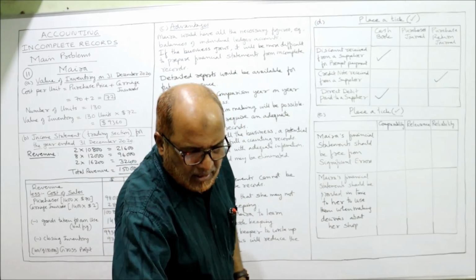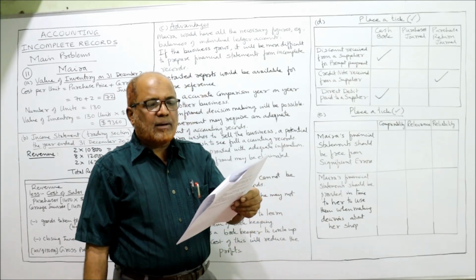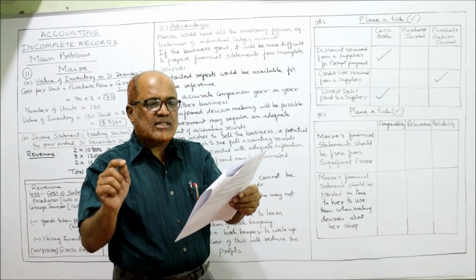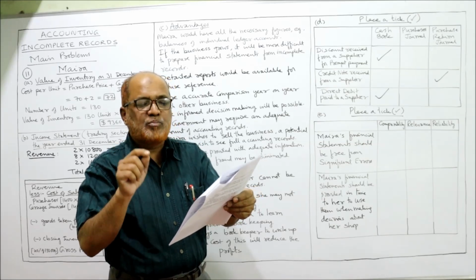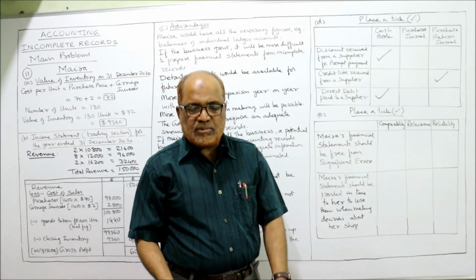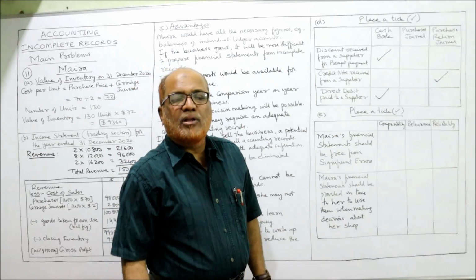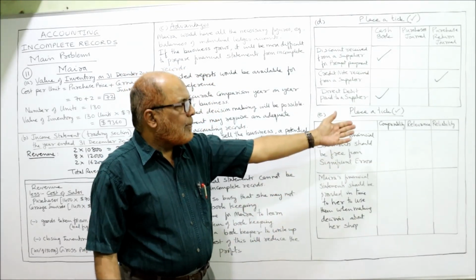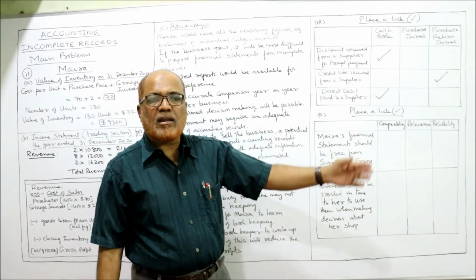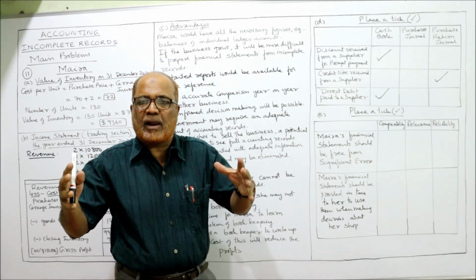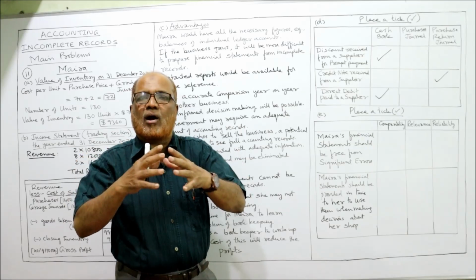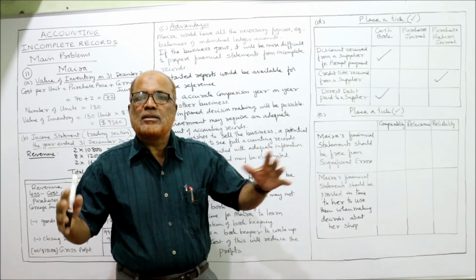Now last and final, part E. Complete the table by placing a tick. Again, we have to place a tick in the correct column to indicate the accounting objective which is described in each statement. The objectives of accounting are comparability, relevance, and reliability. These are all the objectives of accounting. Accounting should be comparable, relevant, and reliable.